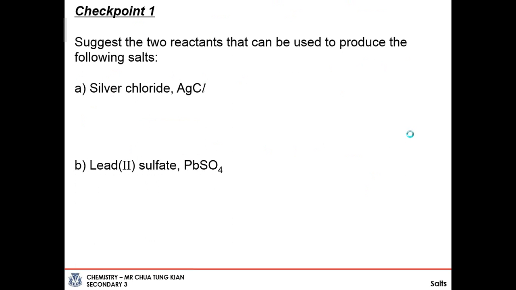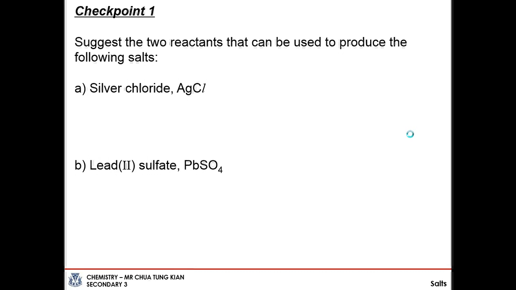Alright, try checkpoint 1 by yourself. This is the salt to be prepared. So the salt is, again recap, the acid with the H plus replaced by a metallic ion or ammonium ion. So how do you prepare this salt?